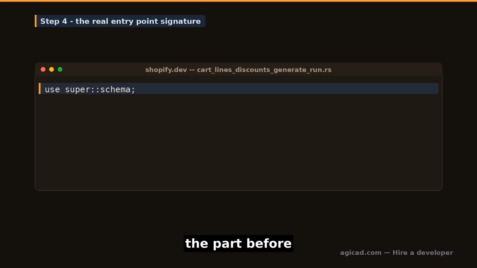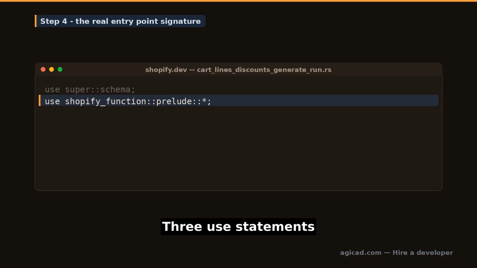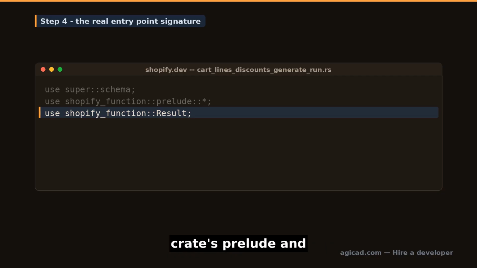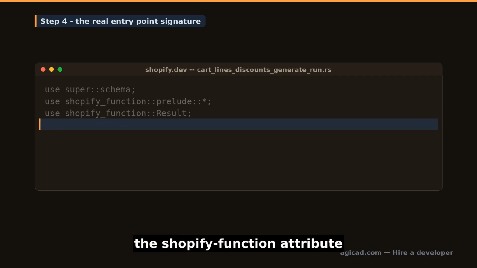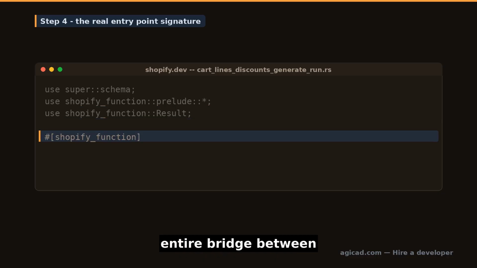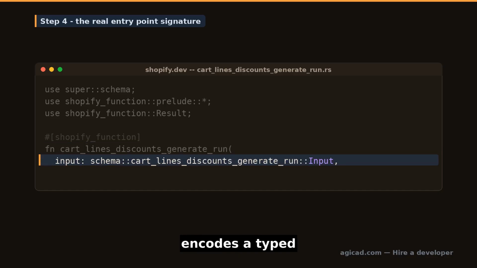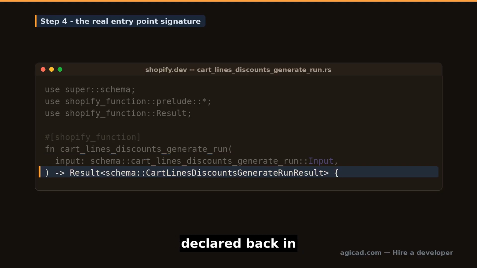Three use statements pull in the generated schema module and the Shopify function's prelude and result type. Then the Shopify function attribute macro sits directly above the function, and that one line is the entire bridge between ordinary Rust and Shopify's runtime. It's what generates the code that decodes typed input coming in and encodes a typed result going back out. The function's name matches the export this target declared back in step 2, and its signature is exactly the input type that the GraphQL query produced, returning exactly the result type checkout expects.